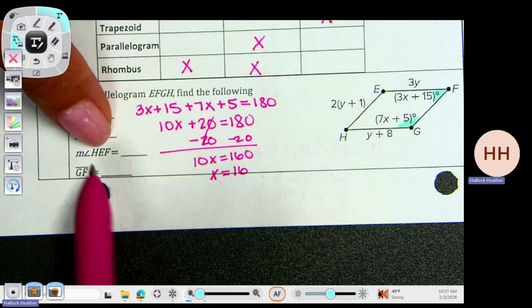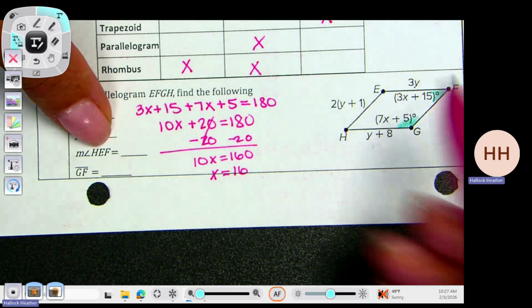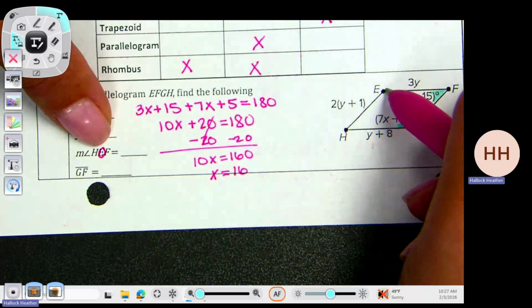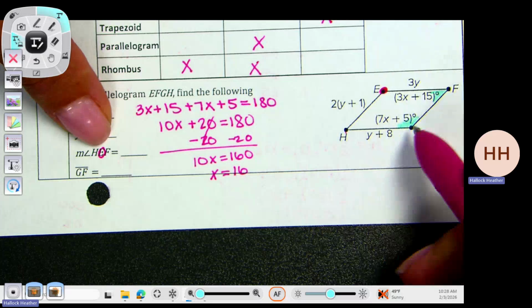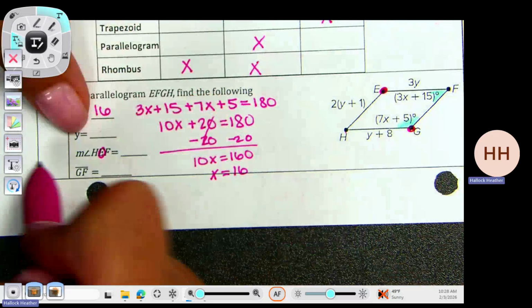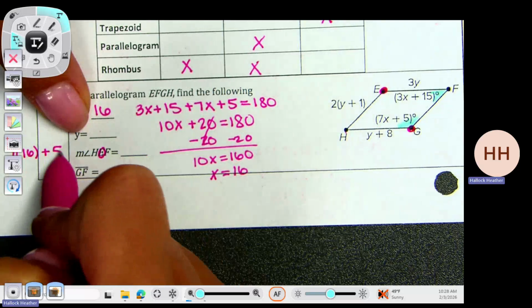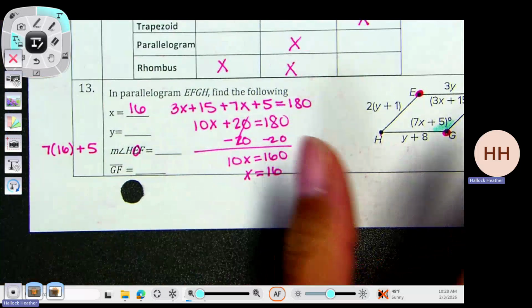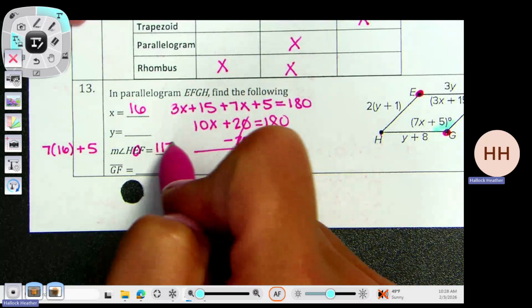Let's find the angle. Let's jump down to the angle. So I need H, E, F. Remember, it's just the middle letter. So I'm just looking for E. E is not the same as F. It's the same as G. So I'm going to plug it into G because opposite angles are congruent. So if I do 7 times 16 and I add 5 because that's the equation that I have to use for this corner. So 7 times 16 plus 5 is 117 degrees.